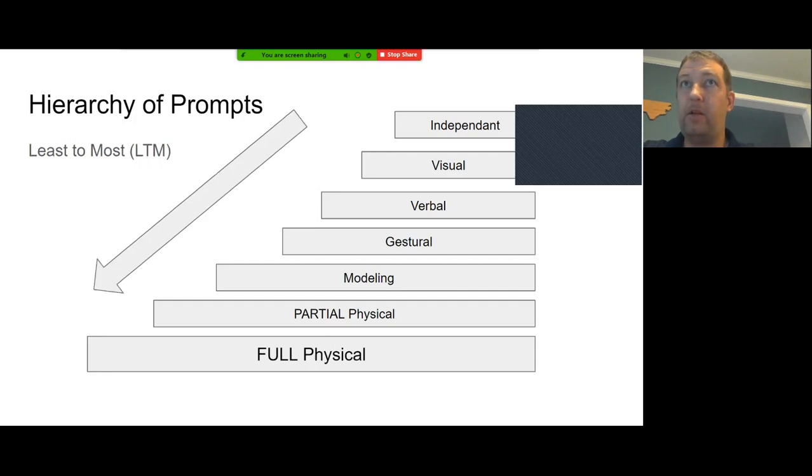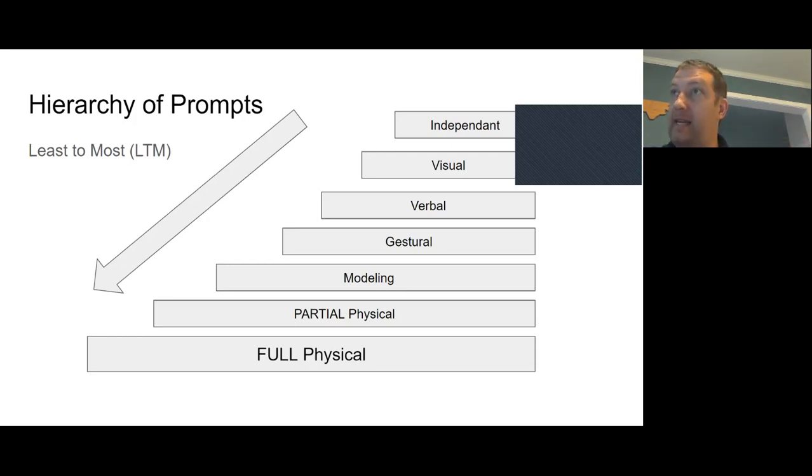Things like that. So least to most is where we start from the top and we go, a natural stimulus prompts the person and they have success in the behavior because we just came in from recess. So that stimulus is a natural stimulus.